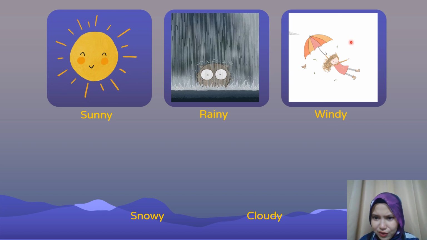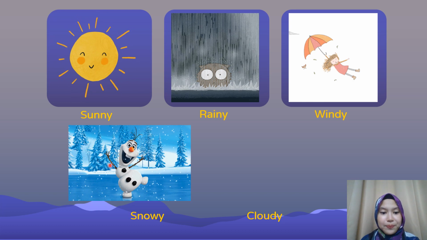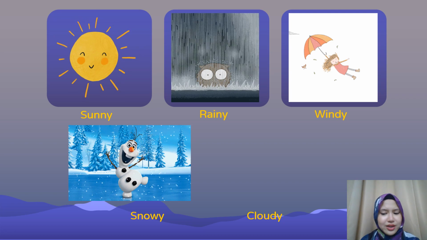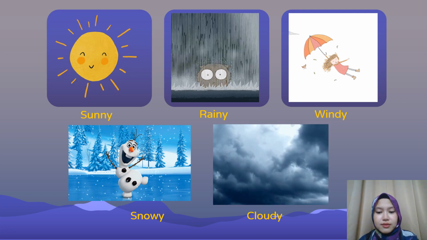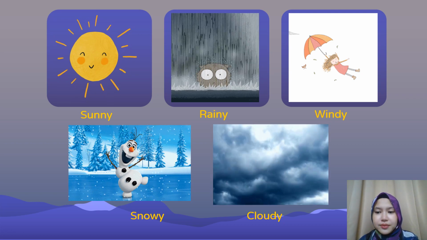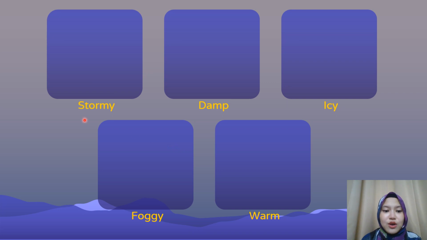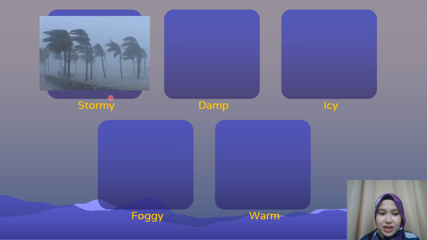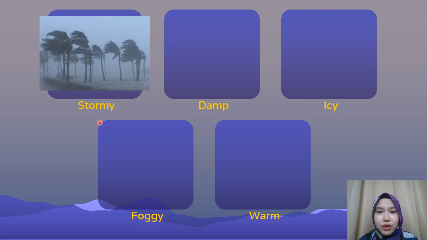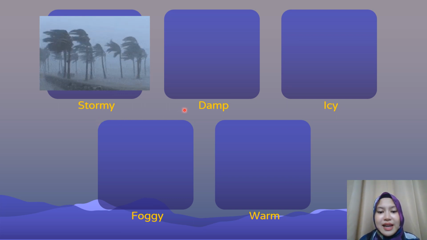I'm not sure why the video isn't working here, but windy means berangin, okay? Next, you have snowy. When the snow is here, so you call it snowy. And last one, you have cloudy. Cloudy means mendung. Next, we have stormy. So what is stormy? Okay, this is one of the examples of stormy. Stormy means ribut.